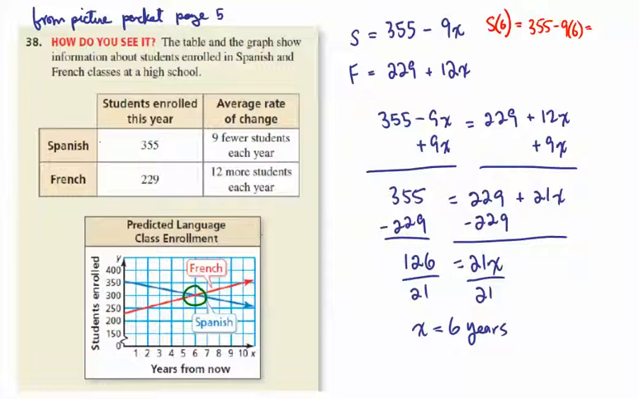We have to multiply 9 times 6, which is 54, subtract from 355, and we get 301. So be very careful with that. The French students in 6 years will be 229 plus 72, which is 12 times 6, which is also 301. Not exactly what you see in the graph, but we'll stop at this point.